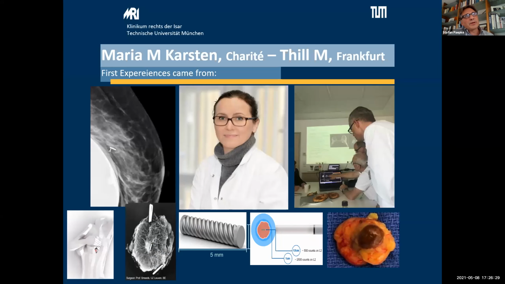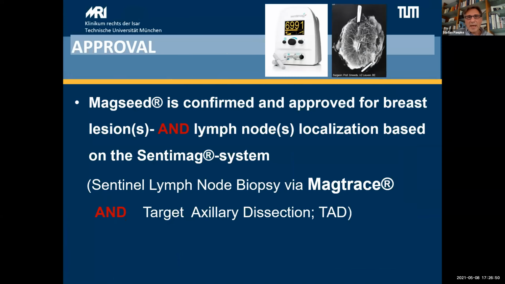As for the data, the pioneers in Germany were Maria Carsten from the Charité, who was involved early in the magnetic techniques, and Mark Till from Frankfurt, who was an early beginner years ago with Sienna, and they continue their work. What we have seen is that we moved into clinical routine after a couple of weeks or months, coming from technetium and patent blue marking. Magseed is confirmed and approved for breast lesions and lymph node localization.